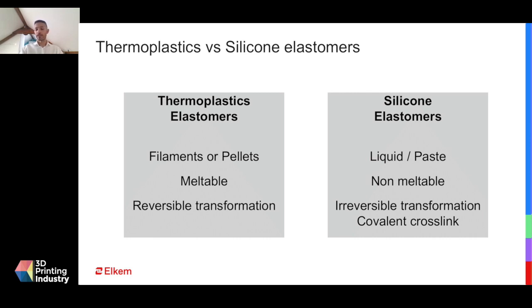However, silicone elastomer, you will find in liquid state or paste. It's non-meltable. You will extrude it directly like that. But during the printing or after the printing, you will cure the material in order to go from the liquid state to the elastomer. So you will do a covalent cross-linking during this process. This is an irreversible transformation.